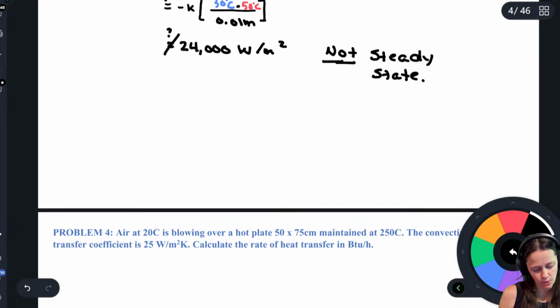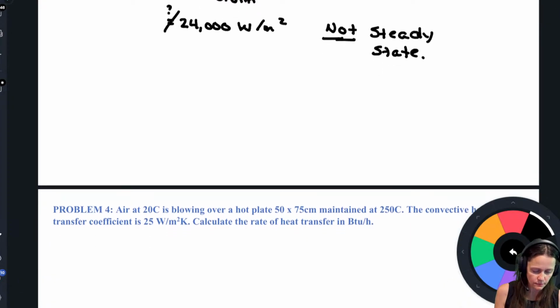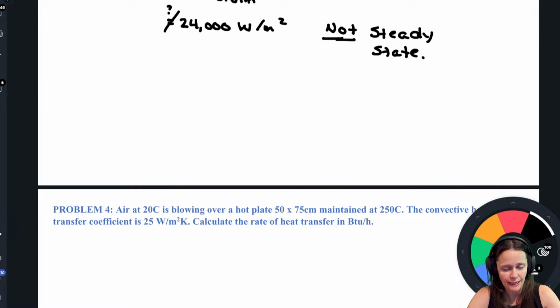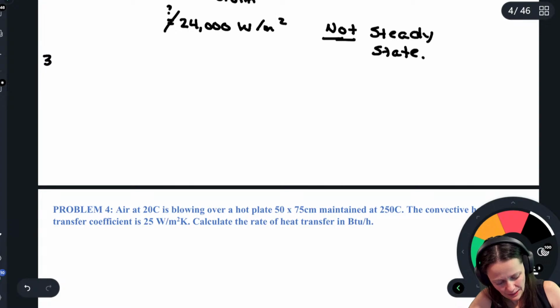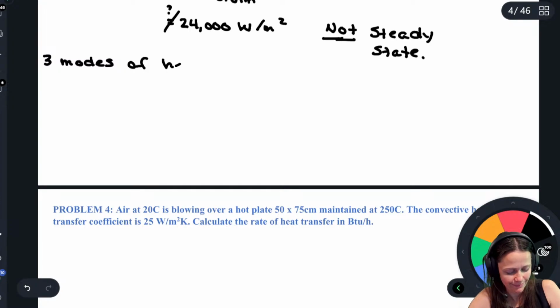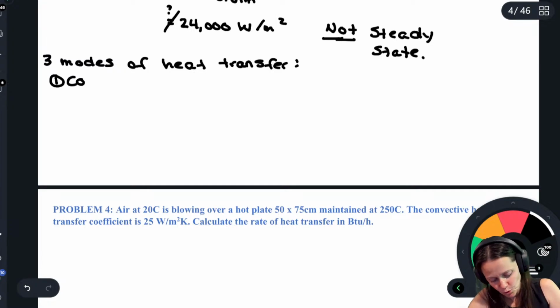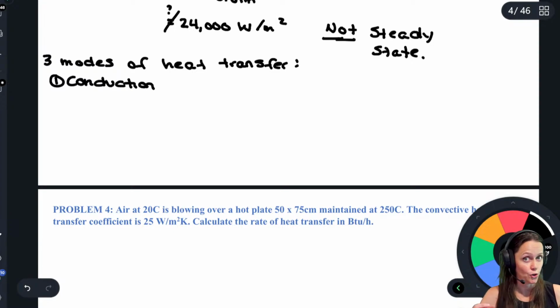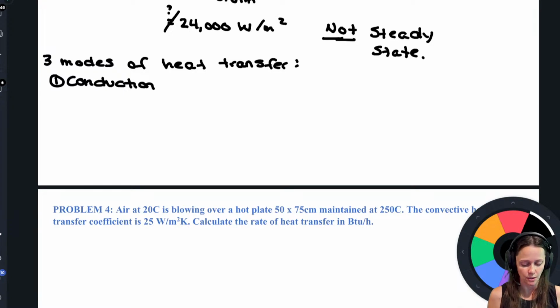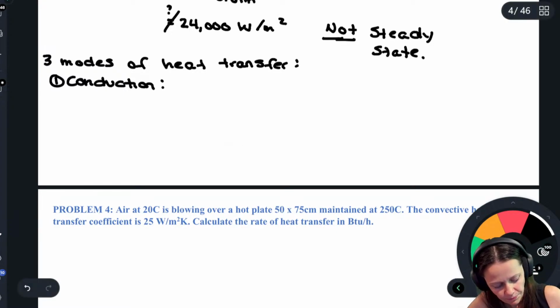All right, so let's go to the next guy, or almost to the next guy. So I'm going to kind of go back to our three modes of heat transfer. So we have conduction, which we just talked about. This is heat transfer through a stationary medium, either a solid or, again, it could be a stationary liquid. And this is given by Fourier's law.